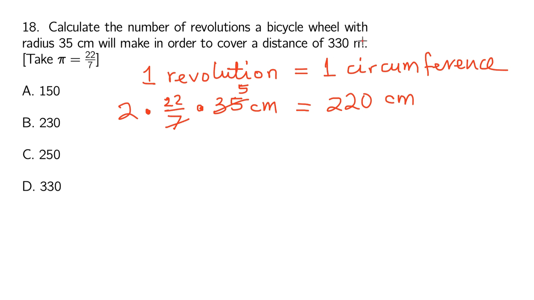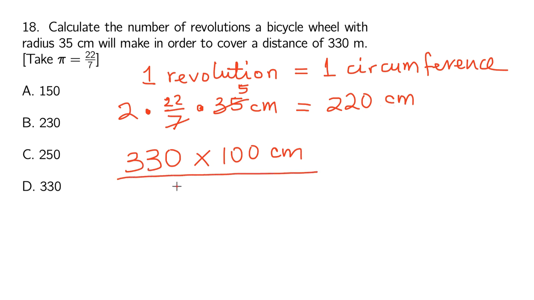And now we want to cover a distance of 330 meters, and we want to know how many revolutions we need. Let's first convert the 330 meters into centimeters. So 330 times 100 centimeters, and we'll divide that by 220 centimeters. So now we can forget about the centimeters.